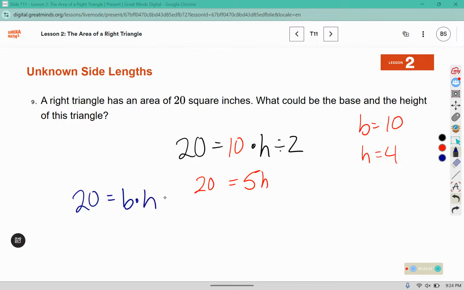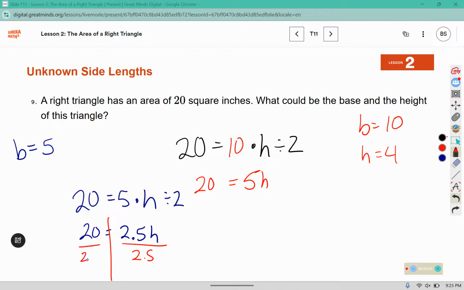Let's try another one. What if I made the base 5? 5 divided by 2 is 2.5. Then I would solve it by dividing by 2.5 on each side. H comes out to 8. And these would be measured in inches.